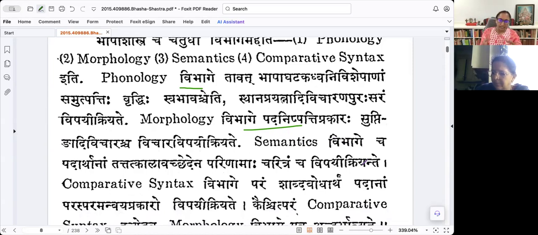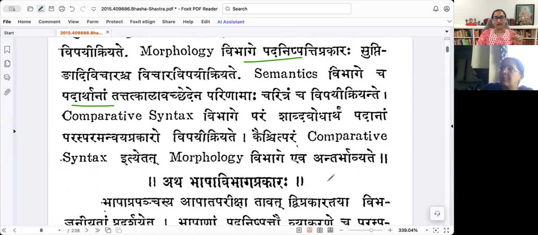The discussion with regards to the word. How is a word formed? What are the parts of a word? That is sup, ting, pratyaya, prakriti, vicharaha kriyate. This is morphology. When you go to semantics, it is artha vicharaha. Vibhagecha padarthanam. Semantics vibhagecha padarthanam tattatkalavachedena parinamaha charitram cha vishayi kriyante.